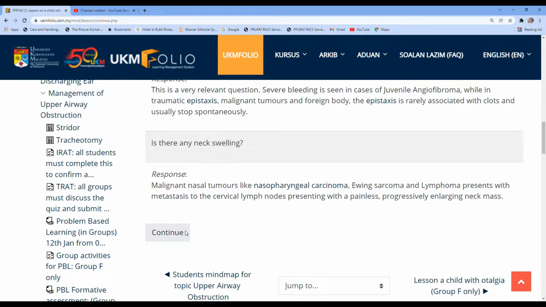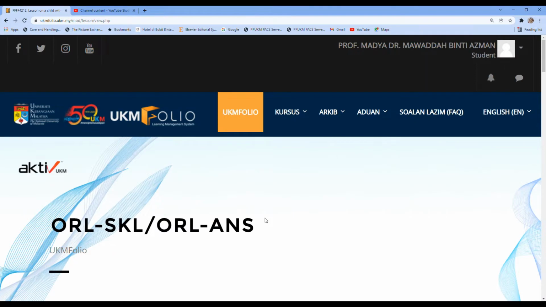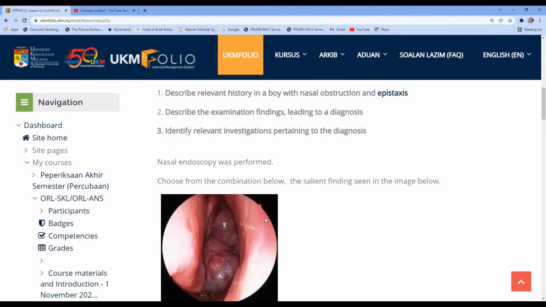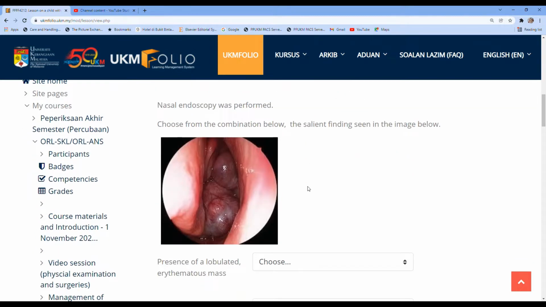Let's pick up from where we left off. So the students have completed the relevant history. Now we are moving on to the second objective, which is description of relevant examination findings leading to a diagnosis. The trigger says that a nasal endoscopy was performed and the student is asked to choose from the combination below the salient findings seen in the image below.